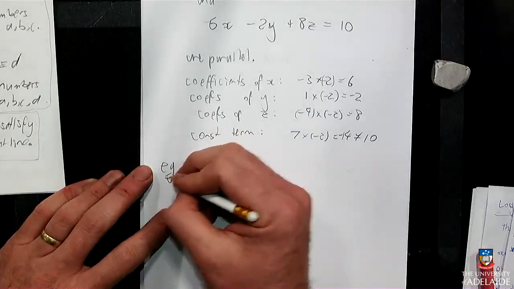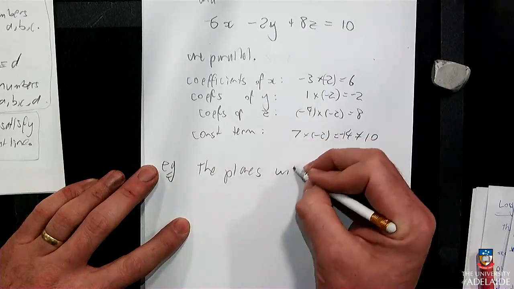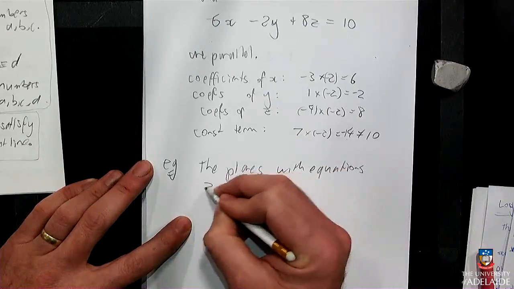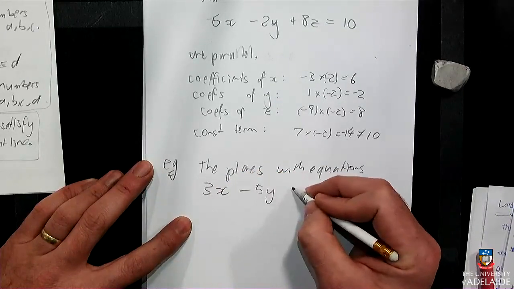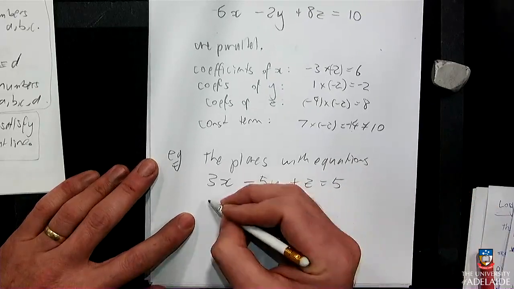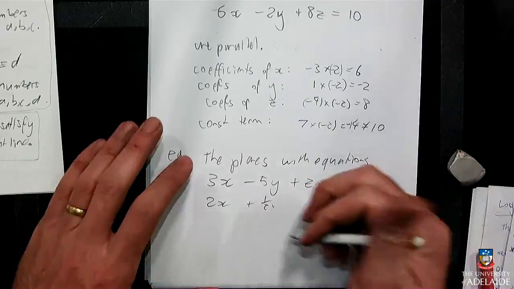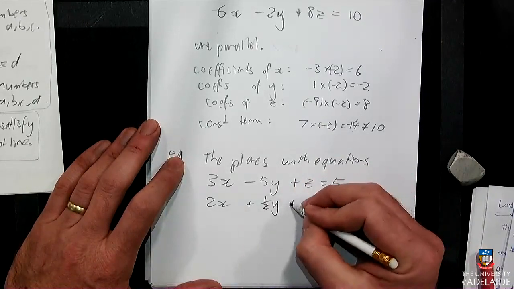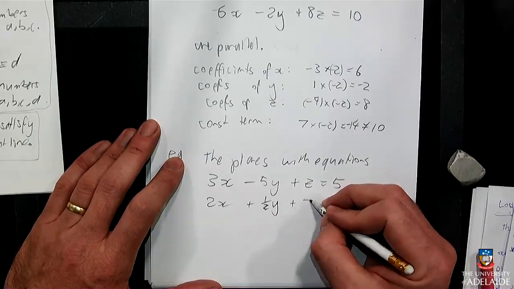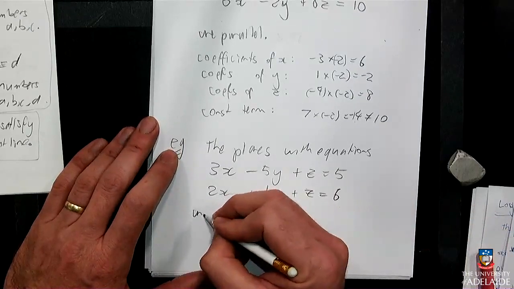And e.g. the planes with equations 3x minus 5y plus z equals 5 and 2x plus a half y. You can have a half there. It doesn't really matter. Six are not parallel.